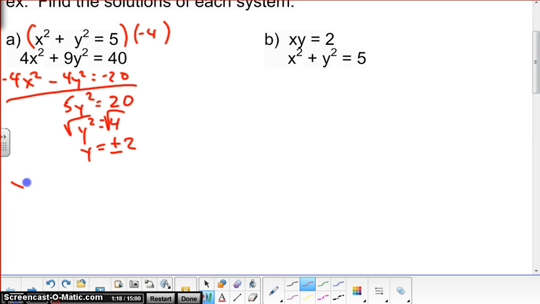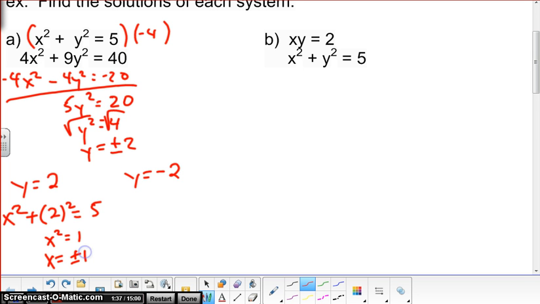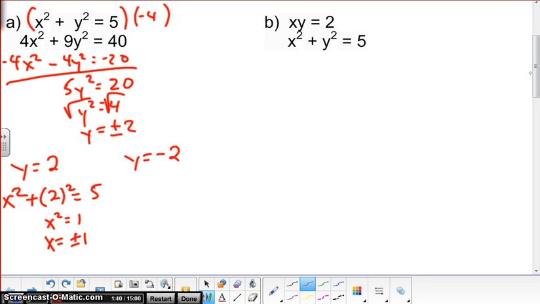Now substitute that in. I'll go ahead and substitute in twice here. When we plug in 2, I'll choose to put it in the first one. We have x squared plus 2 squared equals 5. So we'll get x squared equals 1, and take the square root of that, so we get plus or minus 1 again. Therefore, we have ordered pairs 1, 2, and -1, 2.